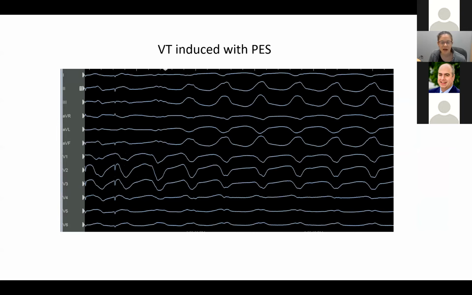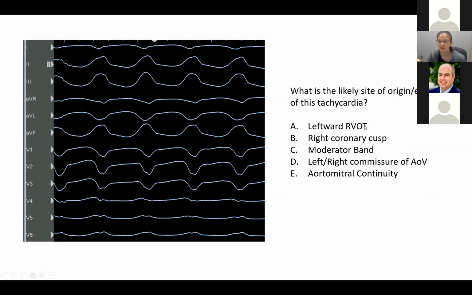And they did programmed stimulation. So they induced VT with programmed extra stimuli, in this case just 2 extra stimuli from the right ventricle. They were able to induce this sustained VT that you see here that's monomorphic. And so the first question I have for folks is, what is your likely site of origin or exit of this tachycardia? And I have some options there.